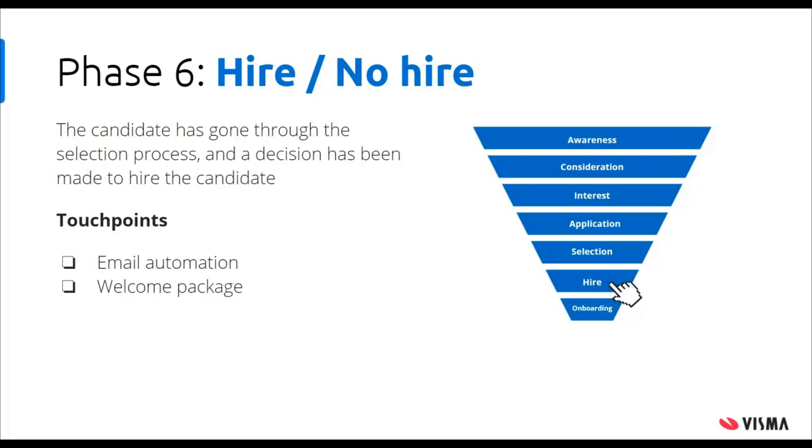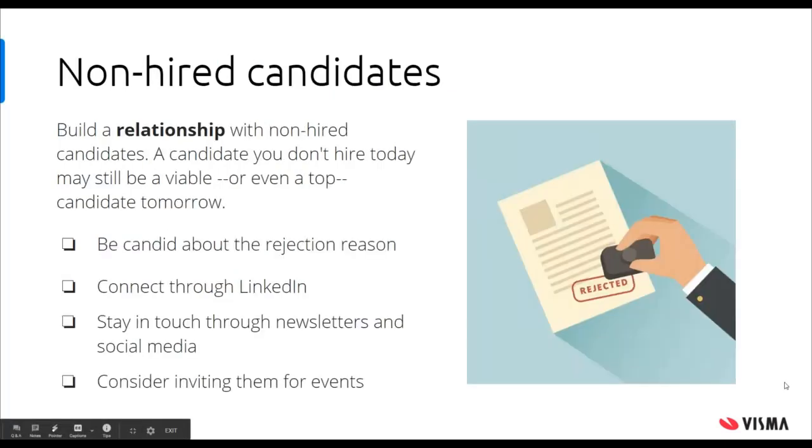The funnel is narrowing down. We're almost coming to the final stage, and the final stage is actually the hire or no hire stage. So the candidate has gone through the selection process, and a decision has been made whether or not to hire the candidate. There's two touch points that we would like to highlight here. It's the email automation and the welcome package, and another one which you can see right here about those non-hired candidates.